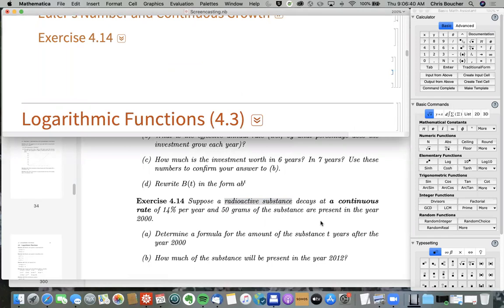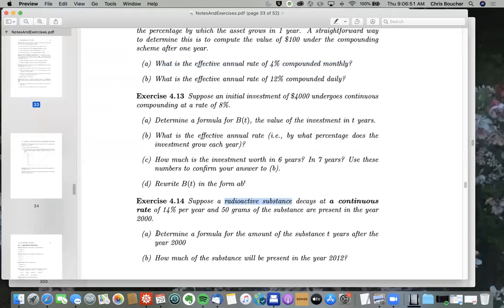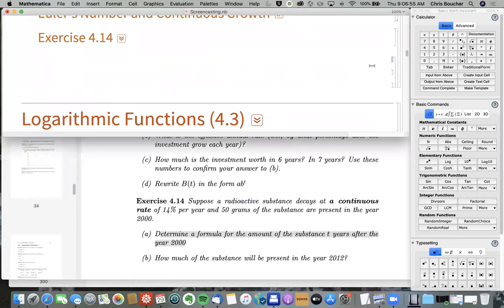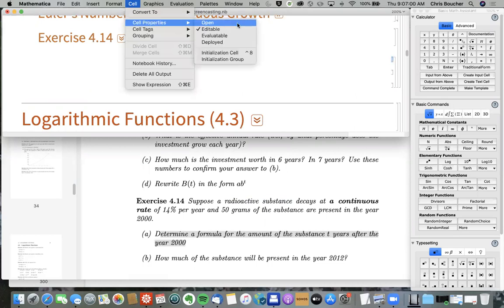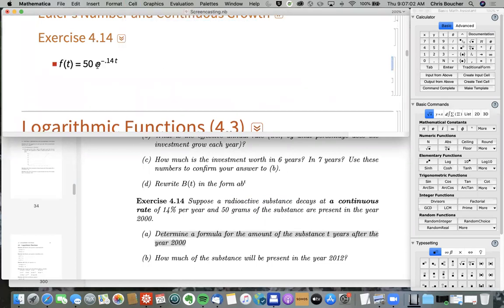Suppose the substance decays at a continuous rate of 14% per year, and 50 grams are present in the year 2000. I want a formula for the amount of substance t years after the year 2000. Well, this is something that we can almost write down right off the bat. I'm going to use the continuous growth form of our exponential model because in the problem, you can see the bold-faced text, I'm given the continuous rate of decay.